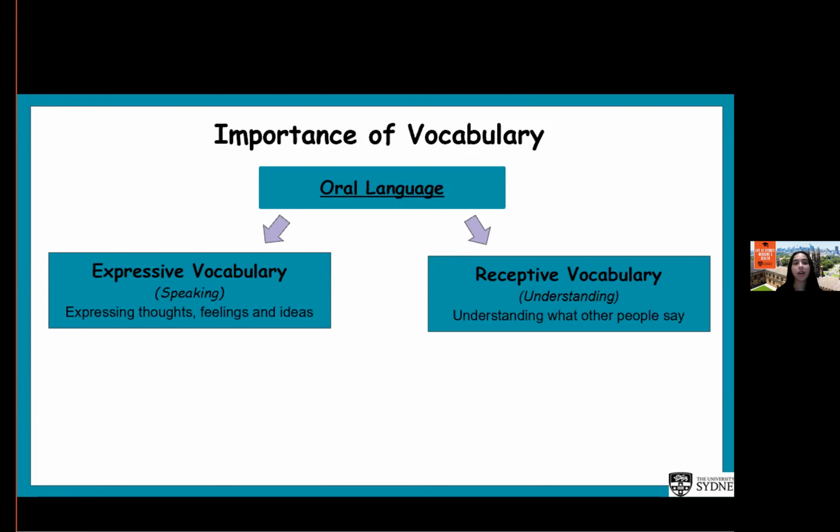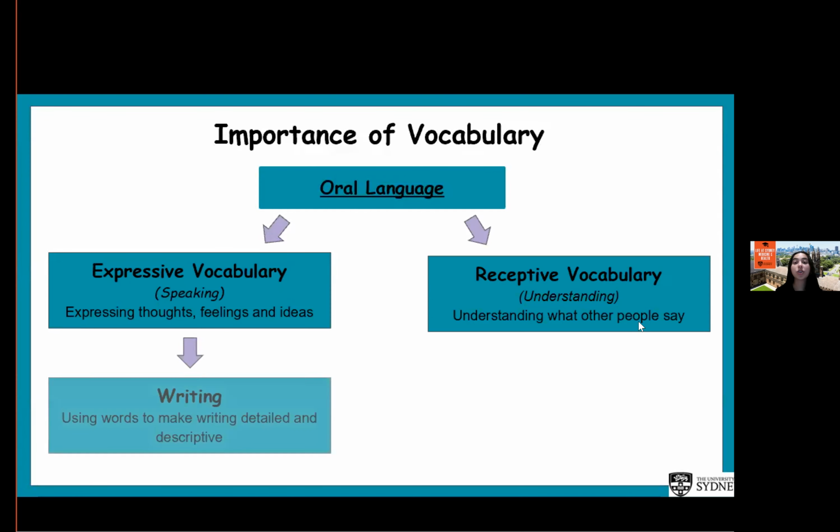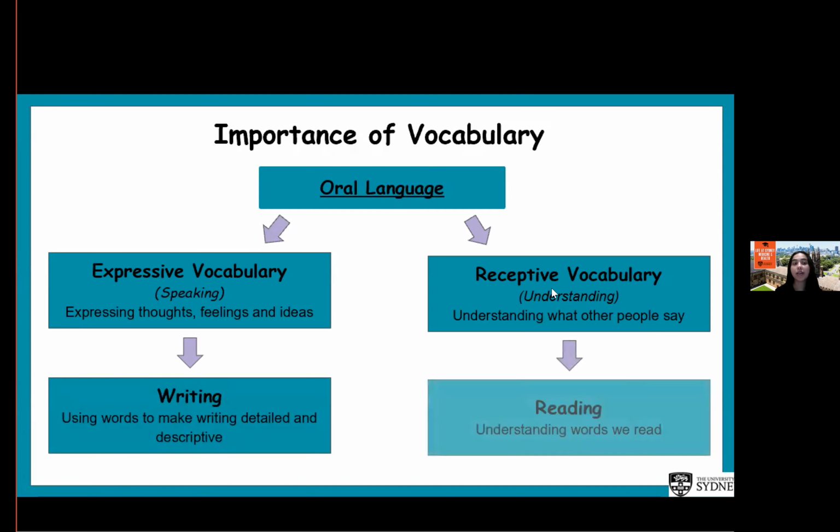So expressive and receptive oral vocabulary also forms the basis of writing and reading. Evidence shows that children who have stronger oral vocabulary perform better in writing and reading throughout the school years. Vocabulary improves a student's writing as it allows them to be more detailed and descriptive in written expression. Also, when a student understands a broad range of words, they are able to understand what they are reading and answer questions accurately.